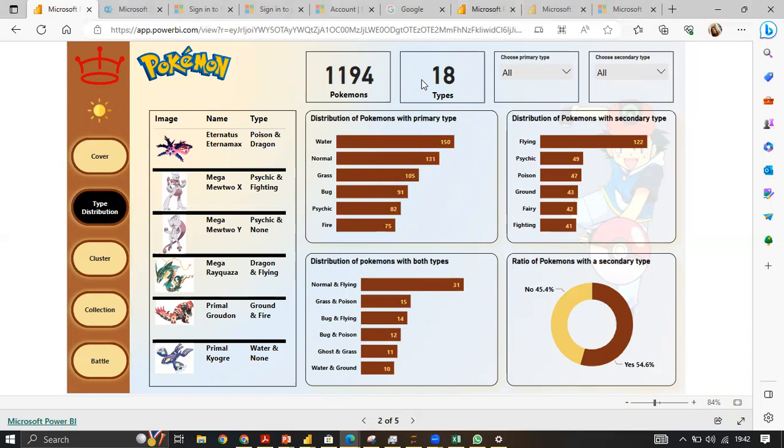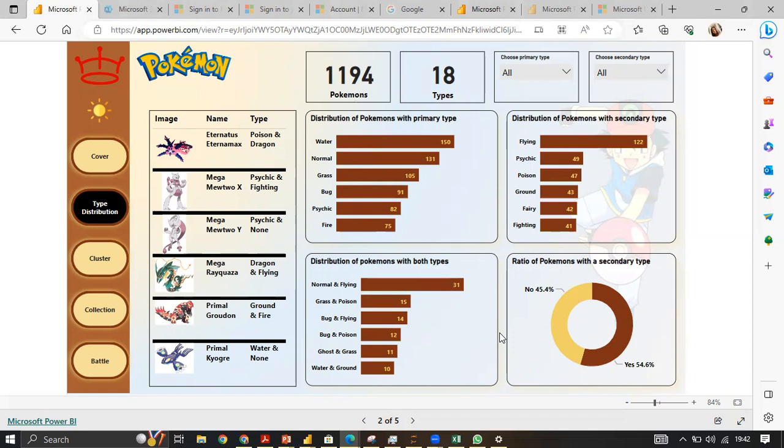And there are Pokemons that do not have a secondary type, and there are those that have a secondary type. For Pokemons that have a secondary type, flying is dominating. So we can see that whilst flying is the least represented in the primary type, it is the most represented for Pokemons with a secondary type. I also paired the primary type and the secondary type so that we can see the two type combinations.